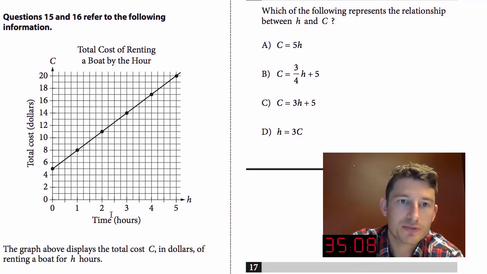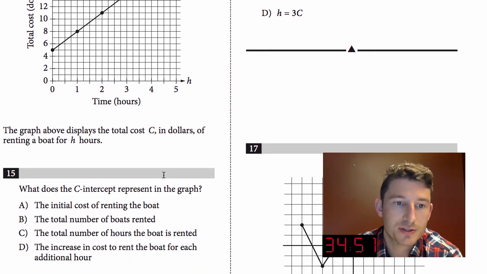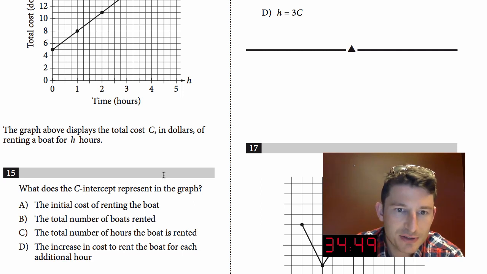Okay, questions 15 and 16 refer to the following information. So we've got total cost of renting a boat by the hour. On the bottom here, we've got the time, and on the left side here, we got the cost. It makes sense. As time goes on, the cost of renting the boat is going to be higher. So let's see what the first question is. What does the C-intercept represent in the graph?